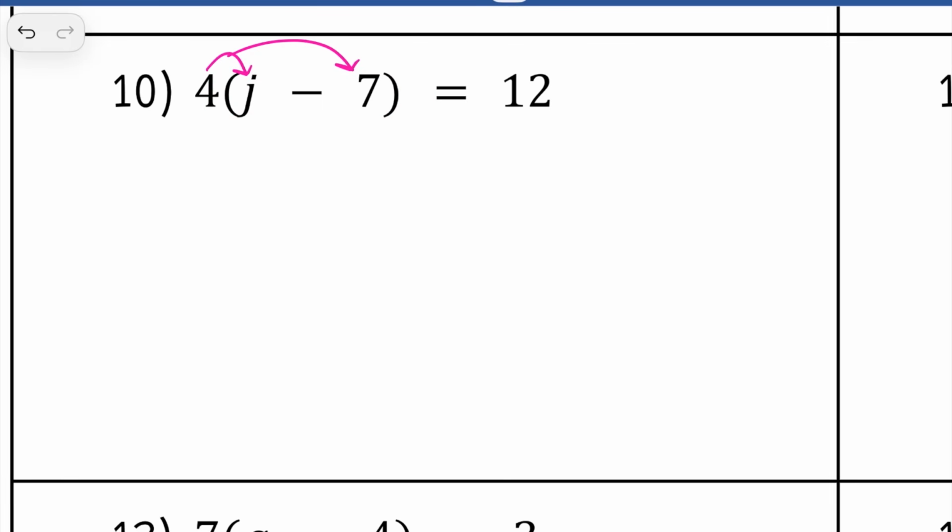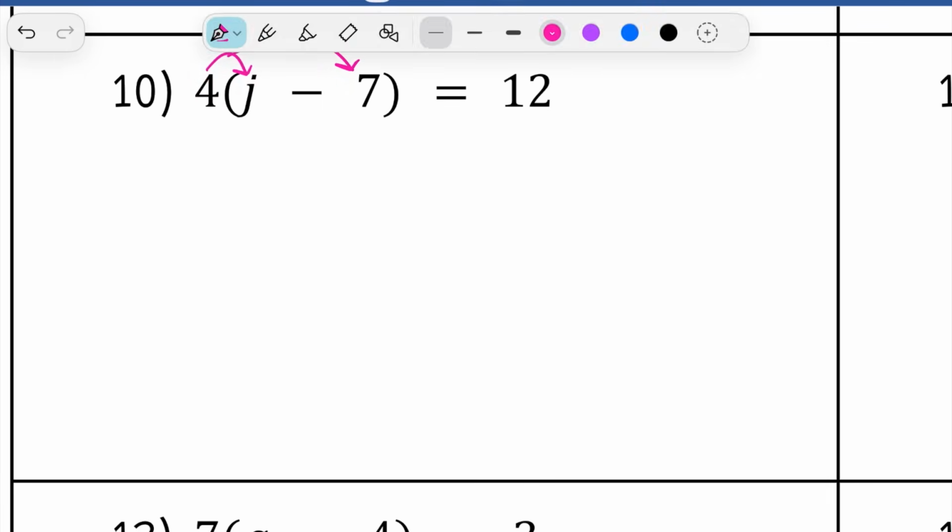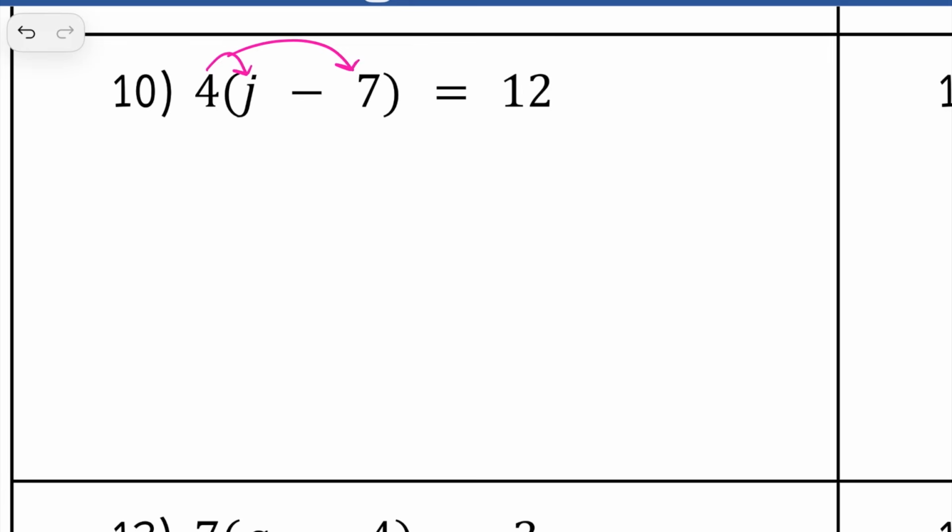So we're going to start off by distributing that 4. Notice I've drawn these arrows here. And so we do that with multiplication. So I'm doing 4 times J, which is 4J. And then I'm doing 4 times negative 7. So that'd be negative 28 or minus 28. Then you're going to bring down the right side.